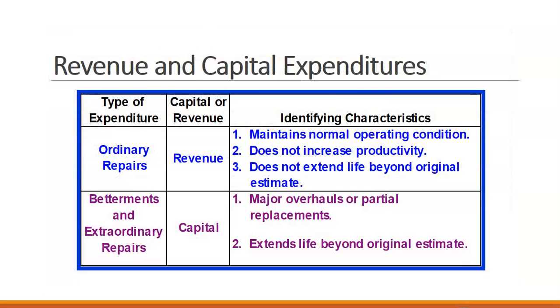So how do we decide what is revenue or capital? Well, revenue is just keeping this functioning. So if we look at a car, ordinary repair expenses are going to be things like an oil change, rotating tires, replacing spark plugs, those kinds of things. However, an extraordinary repair or capital repair would be if we put a new engine in it that then extended the life of that vehicle for several years.